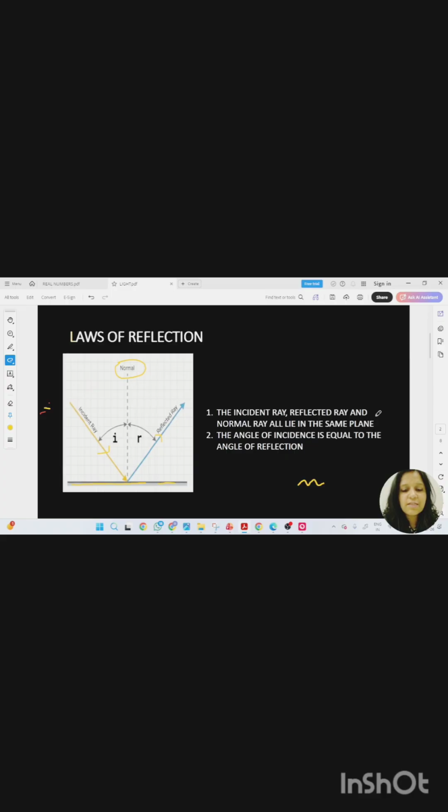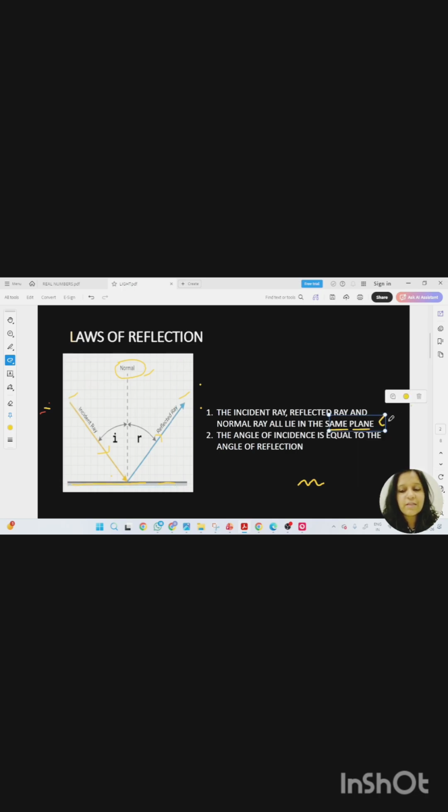What does the first law state? That the incident ray, reflected ray, and normal ray. Here you can see three different rays. One is the incident ray, the other one is the normal ray, and the third one is the reflected ray. All of them are going to lie on the same plane. What does same plane mean? For instance, if this incident ray is falling on a wall in a room, then it is going to reflect from the wall only, and this normal ray is also going to lie on the wall only. So the wall will be considered as a surface, and all these three rays will lie in the same plane, which in this example is a wall.